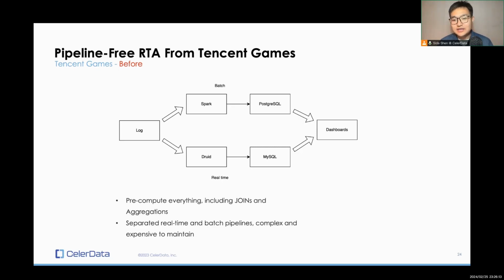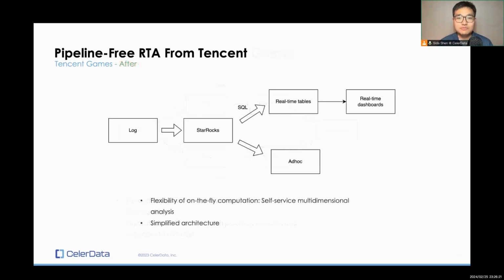And they also had separate real-time and batch pipelines, which is even more complex and expensive to maintain. After they made the switch to StarRocks, they can do on-the-fly computation now, right? So that's really good for self-service multidimensional analysis. You can select a different column and get the result instantly without messing with the pre-computation pipeline. And with StarRocks handling both real-time and batch workloads, it greatly simplifies their data architecture as well.